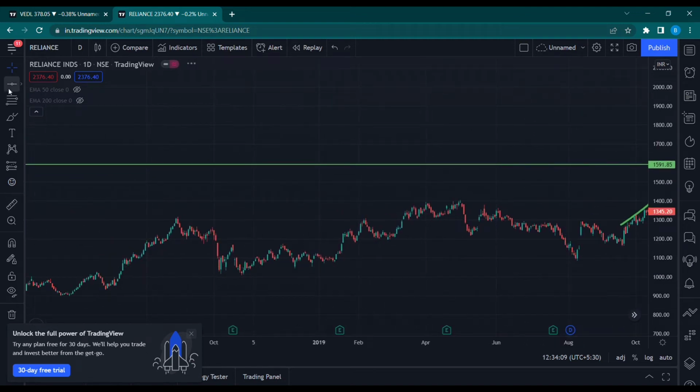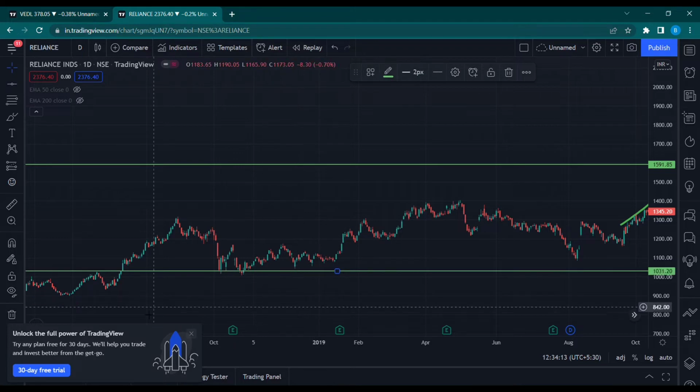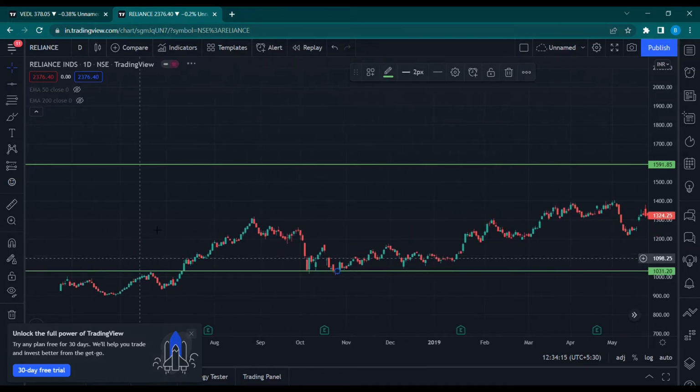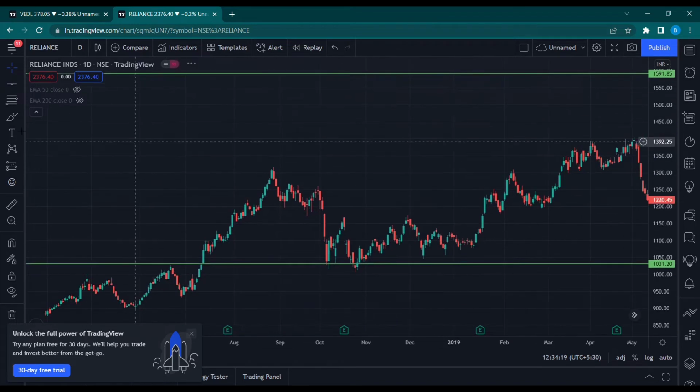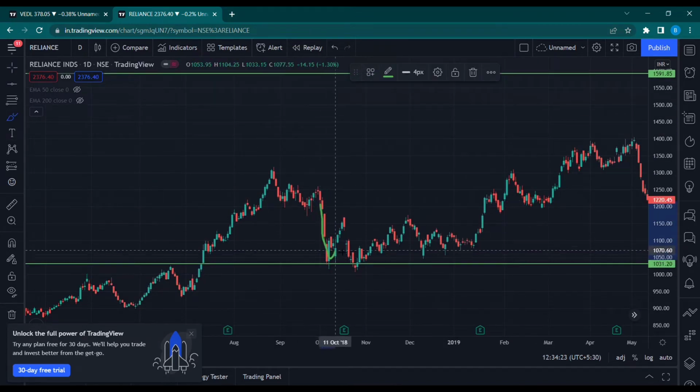Here, just see this example. I will just mark this level. See here, what we can see is prices went down and then bounced from around 1031, went up, again came down, bounced from around 1031, again came down, bounced, again came down, bounced from a higher level, and then went up.